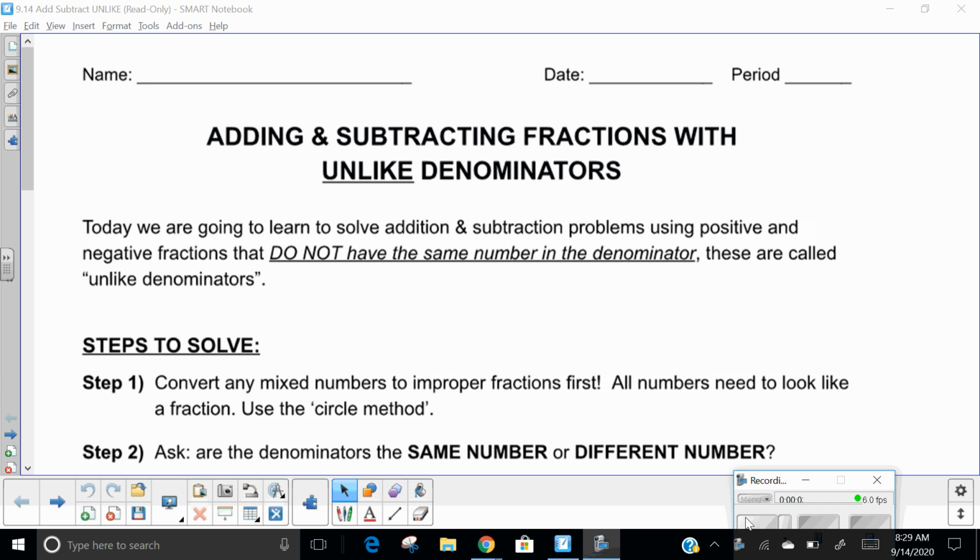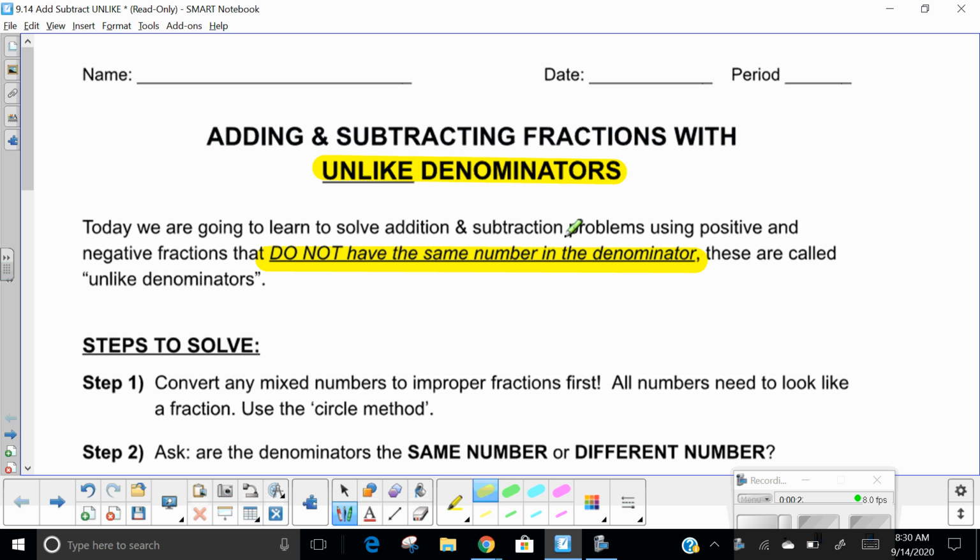Last week, we talked about adding and subtracting fractions that had the same denominator. Today, we're going to talk about fractions that do not have the same number in the denominator. They're different, or unlike, denominators. So when we add two fractions together, we want to make sure that we check out the denominator, okay?